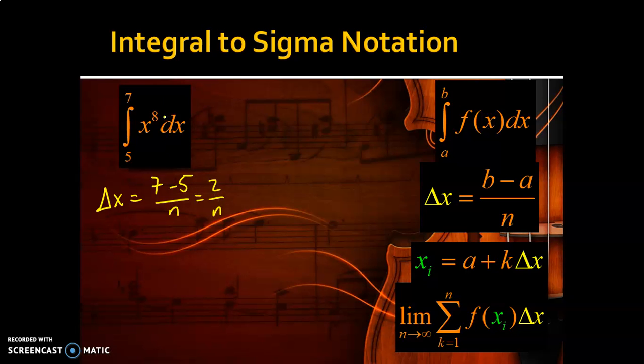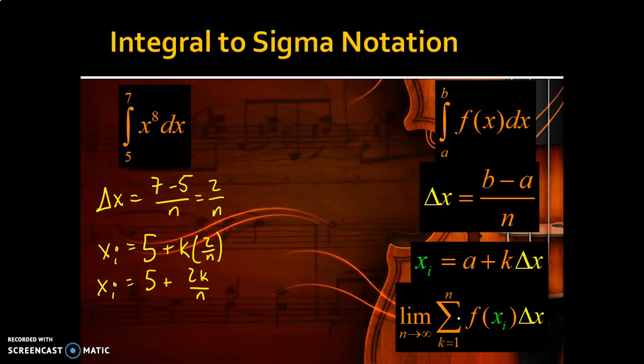And I would hit pause and try to do the rest of it yourself, and then unpause it and see if you did it correctly. All right, so let's see how you did. So then x sub i should be a, which was 5, plus k times delta x, which was 2 over n. And again, a lot of times you're going to see that multiplied out. So I'm going to go ahead and do that. 5 plus 2k over n.